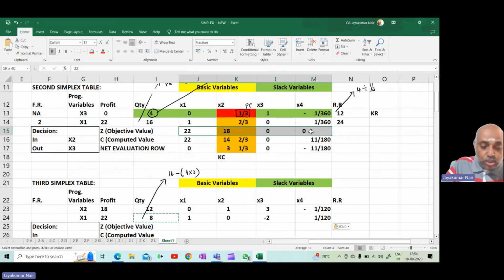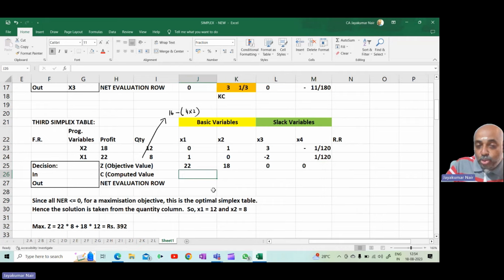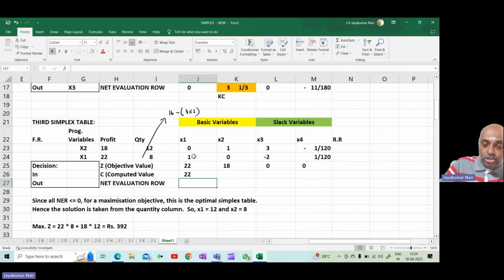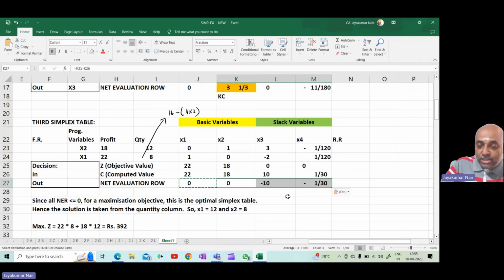Z values, I told you there is no change because these are the values from the objective function. And then I have to calculate C. How do I calculate C? It is profit into this. So 18 into 0 plus 22 into 1. So this is the computed value. And then I find out what is NER, that is Z minus C.